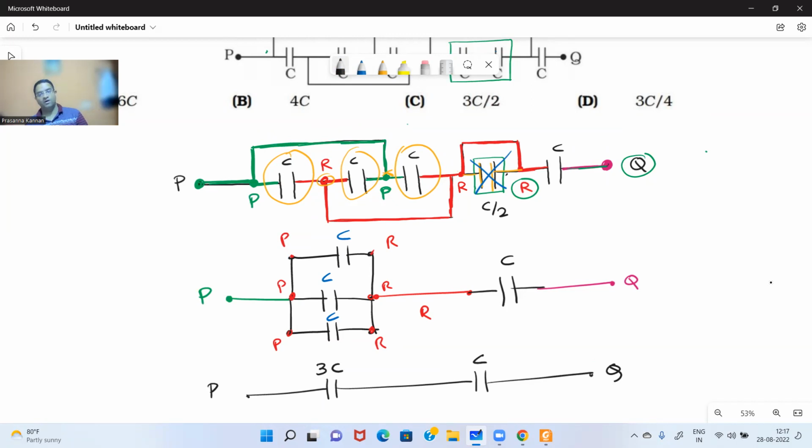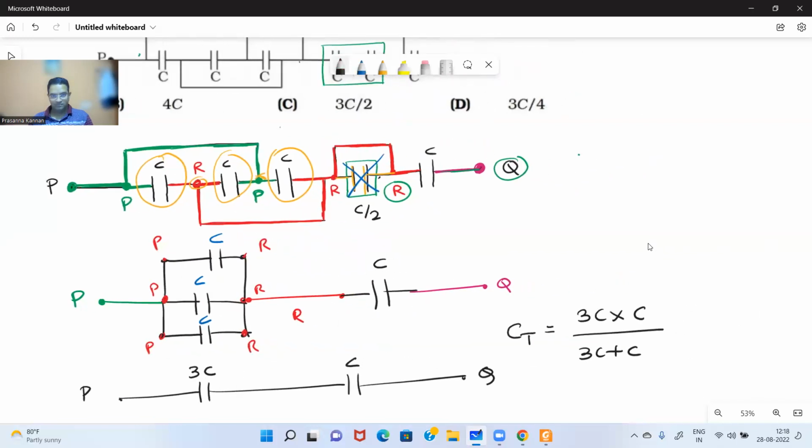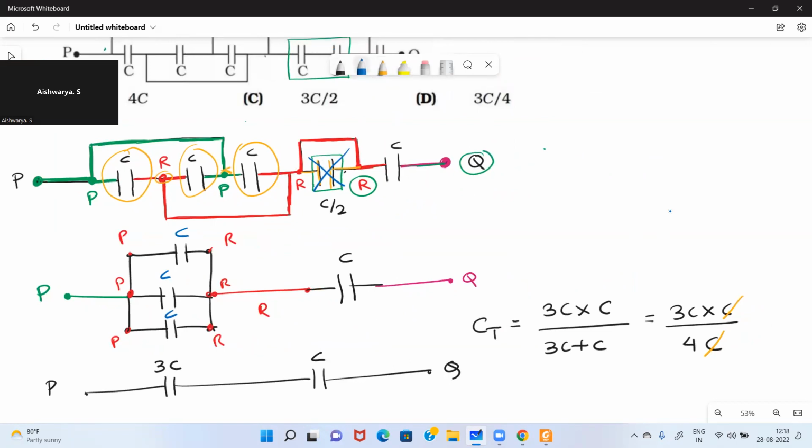And what about 3C and C? How are they connected? Series. Therefore, the total capacitance is equal to 3C into C divided by 3C plus C. So what will it be? 3C into C divided by 4C. And C will get cancelled. So what is the answer? D, sir. 3C by 4. The right answer is 3C by 4.